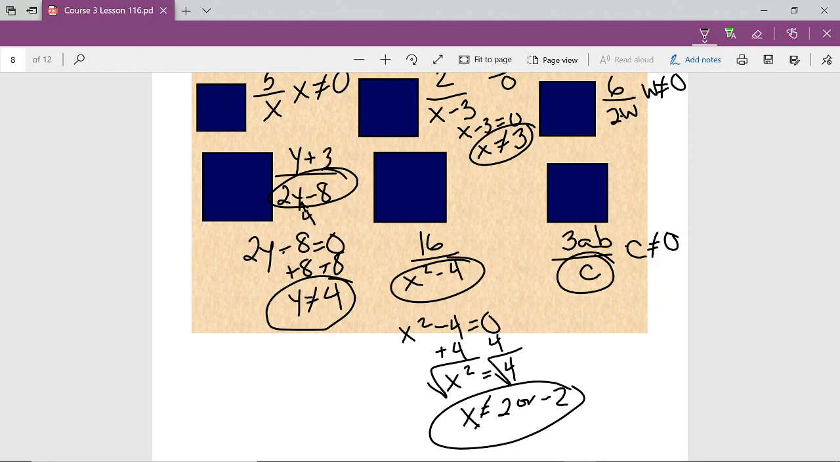So the big thing here is we cannot divide by 0. We get an undefined value, and sometimes we have to exclude different values in our denominator so that we don't end up in a situation where we could be dividing by 0.